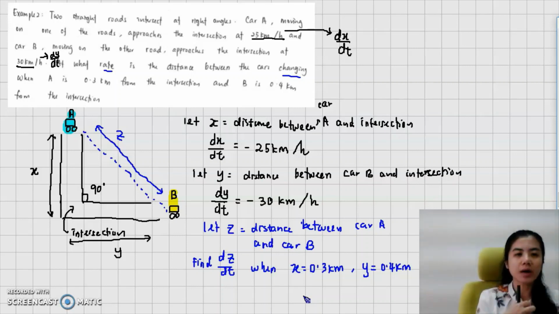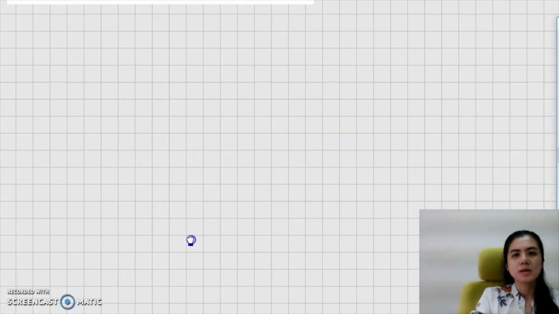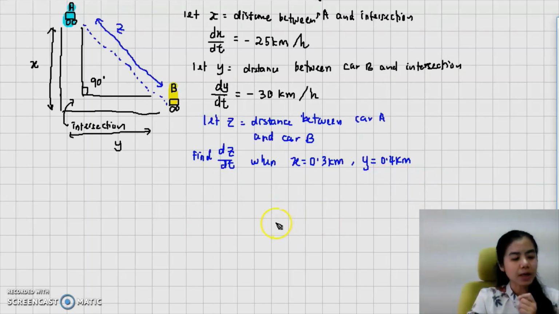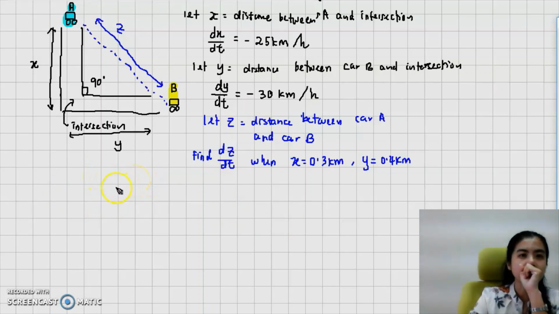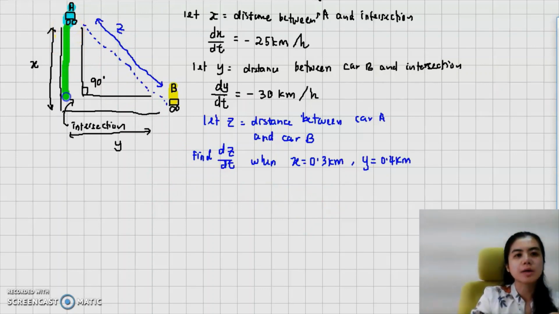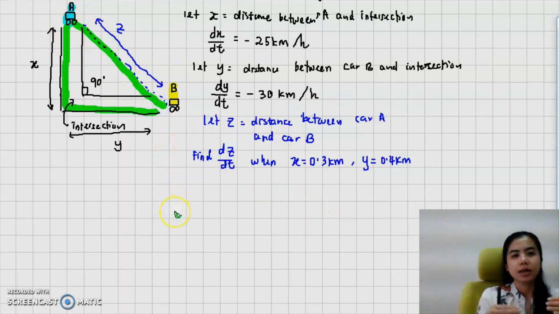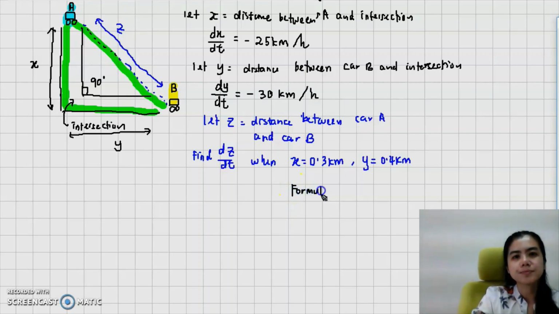Once you have figured out all the important information, we're going to make use of our knowledge that we have learned in the previous lesson, the chain rule. Let's look at this one. First of all, you have to identify the formula that you will use. In this question, it is not mentioned, but it says that you have a right angle. You can visualize we are talking about a right triangle, and the formula regarding the right triangle is the Pythagoras theorem. So you are going to use x squared plus y squared equal to z squared.